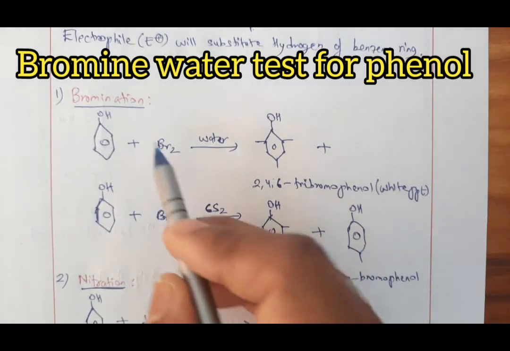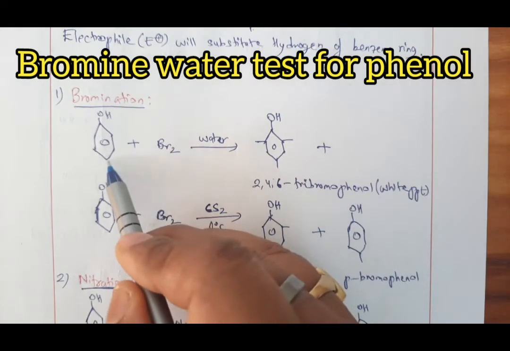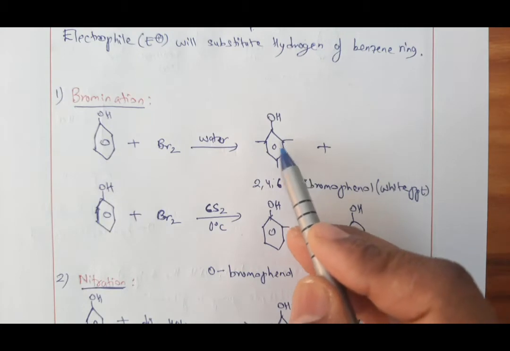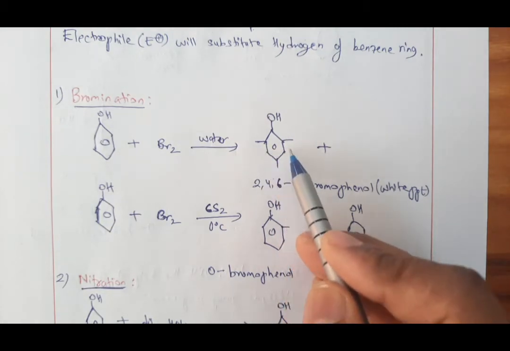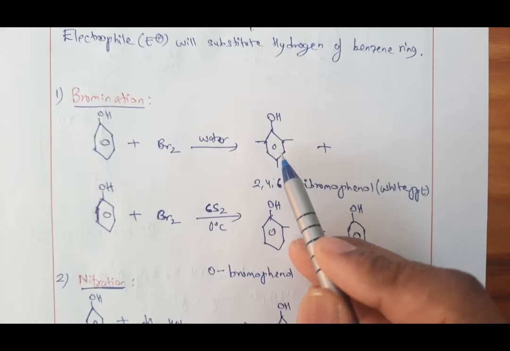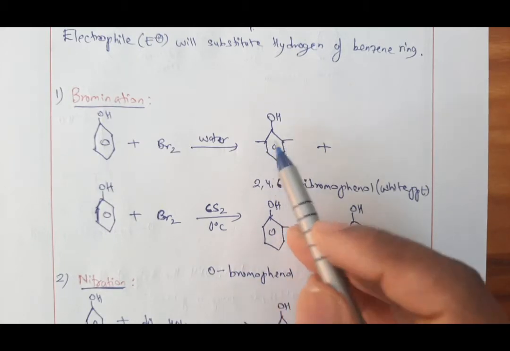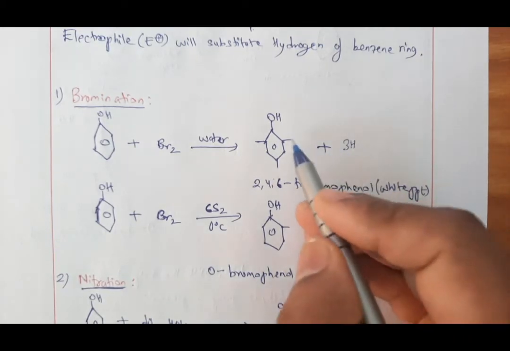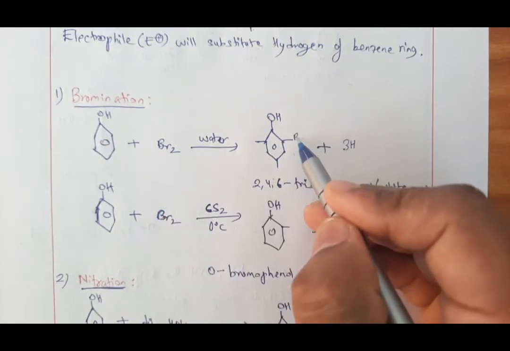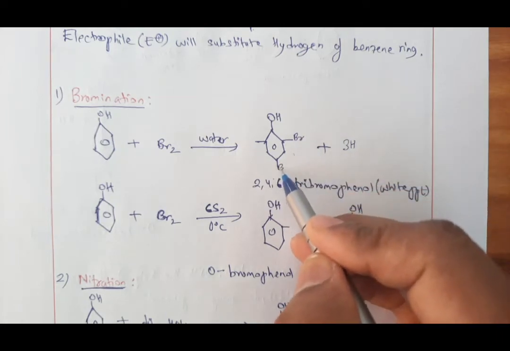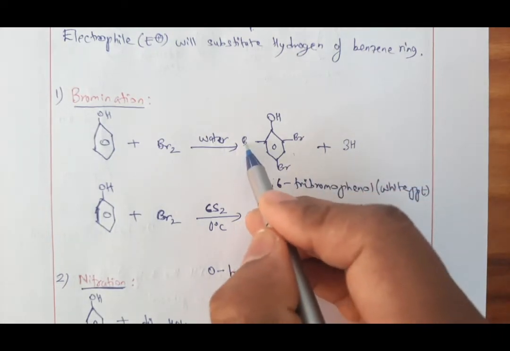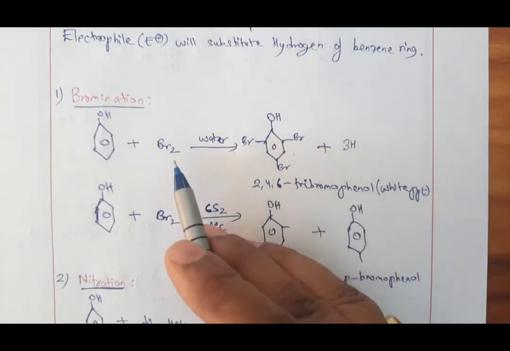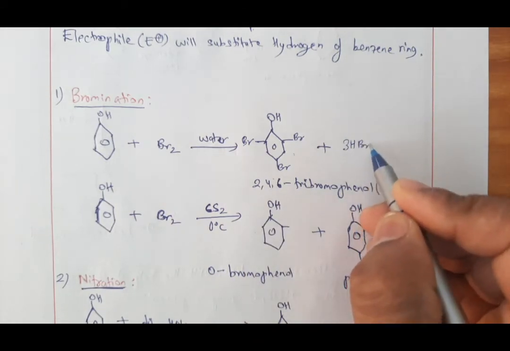Now see from here. From this position, H comes out. From this position also H comes out. From this position also H comes out. That means the H is coming out from the ortho and para positions, not from meta. So how many H are coming out from here? 1, 2, 3. So 3 H will come out. And in place of the 3 H, 3 bromine will enter. And these H will combine with bromine to form 3 HBr.